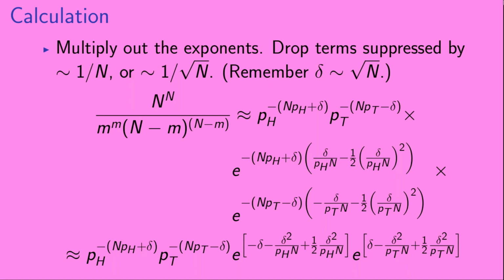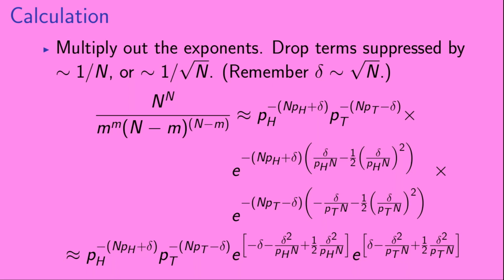Here we've rewritten our expression from the previous slide. It contains two exponents. Let's take a look at the first exponent. So it's e to the −n(ph+δ) times (δ over ph n minus 1/2 (δ over ph n) squared). The argument of this exponent contains two factors, and each of those factors contains two terms. So when we multiply them out, we would expect to get 4 terms in total.